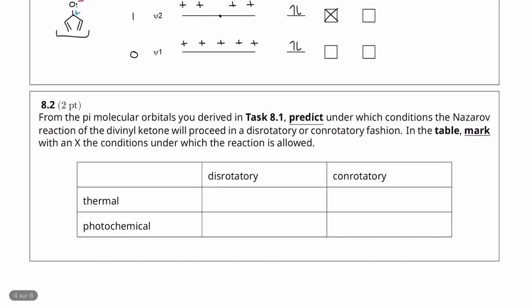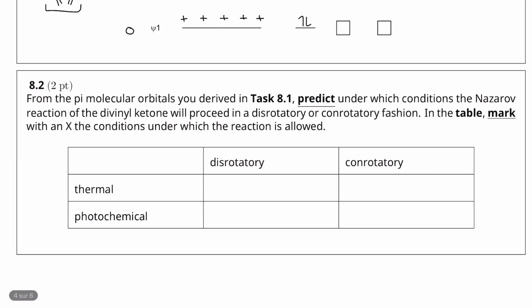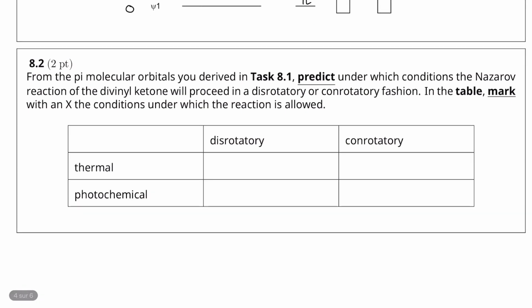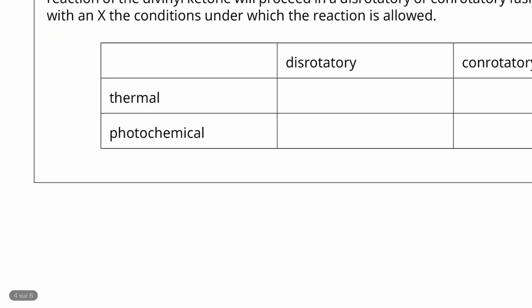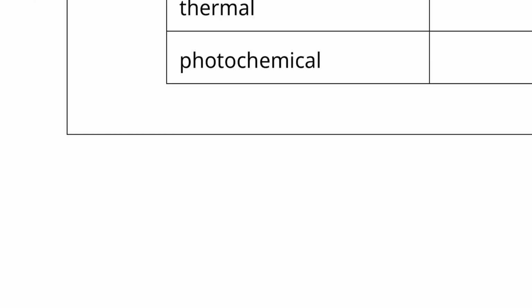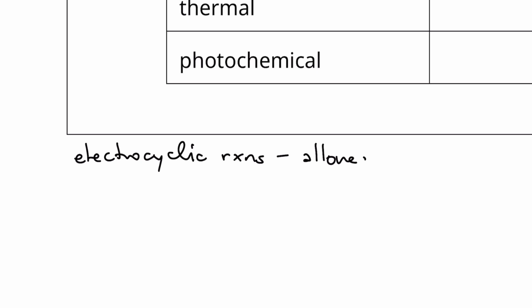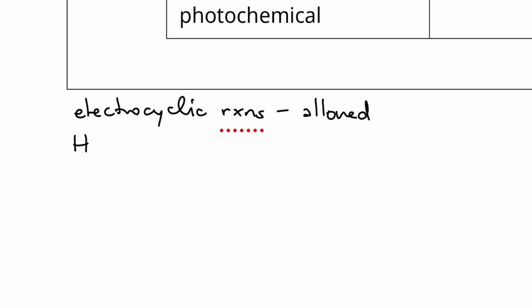8.2: from the pi molecular orbitals that you derived in 8.1, predict under which conditions the Nazarov reaction of the divinyl ketone will proceed in a disrotatory or conrotatory fashion. In the table, mark with an X the conditions under which the reaction is allowed. Now, electrocyclic reactions are always allowed, but they have to follow the Woodward-Hoffmann rules.